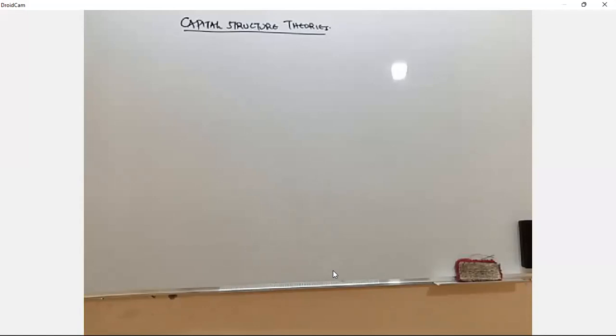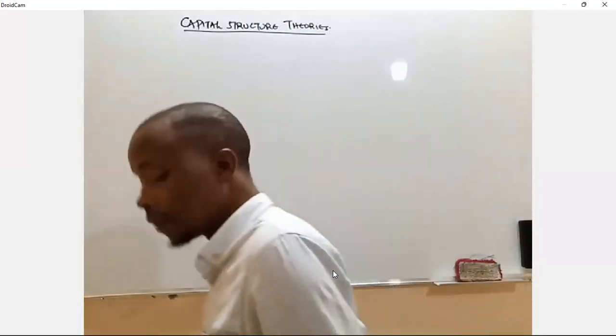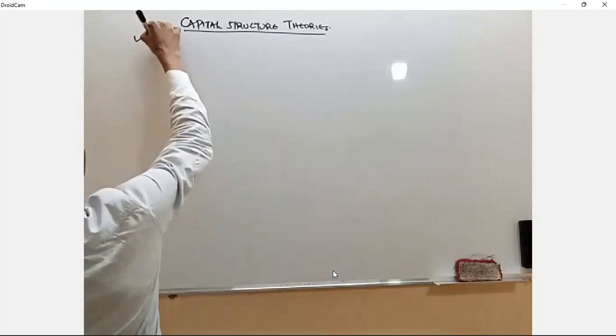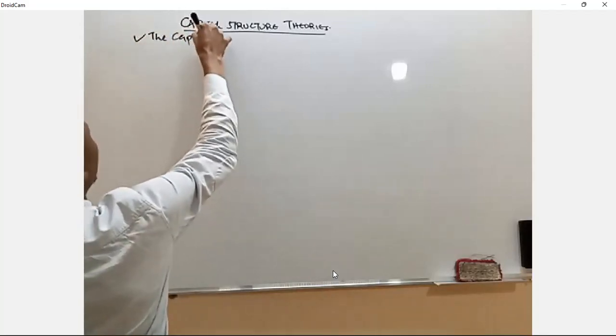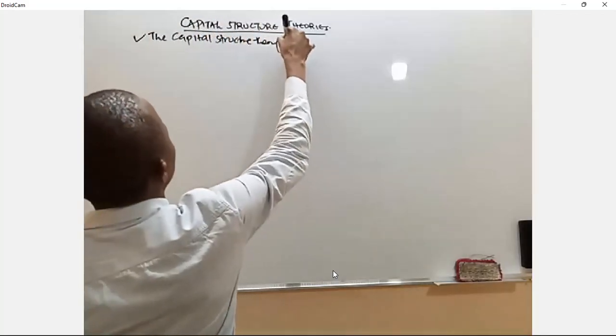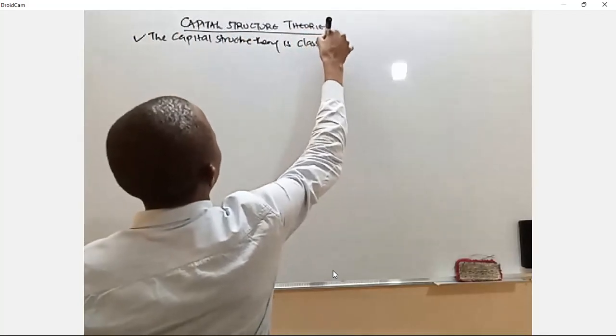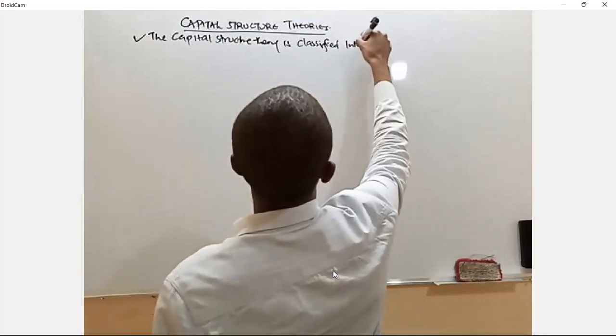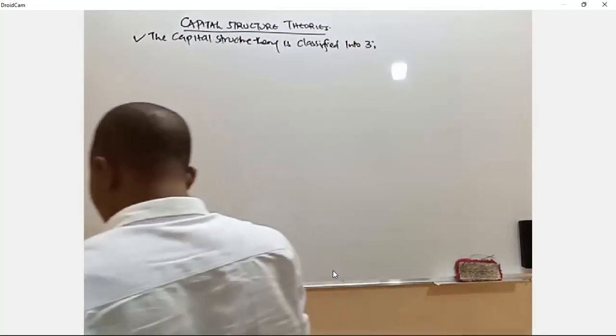Because I have already given you the definition of the capital structure, let me talk about the categories. How is it normally classified? The capital structure theory is normally classified into three.